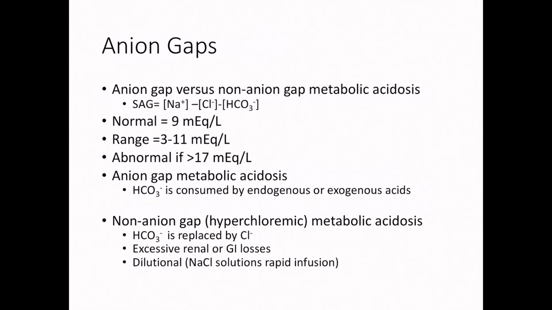As mentioned before, one thing we have to do when we have a metabolic acidosis is calculate the anion gap, because there really are two major types. One, you have an anion gap versus a non-anion gap metabolic acidosis. So you look at this serum anion gap. Again, you've seen the calculation before. It's normal to be around 9 with a range between 3 to 11. However, if it's greater than 17, that is usually our cutoff to say that it's an anion gap. So if it's greater than 17, it's an anion gap, versus non-anion gap will be less than 17.